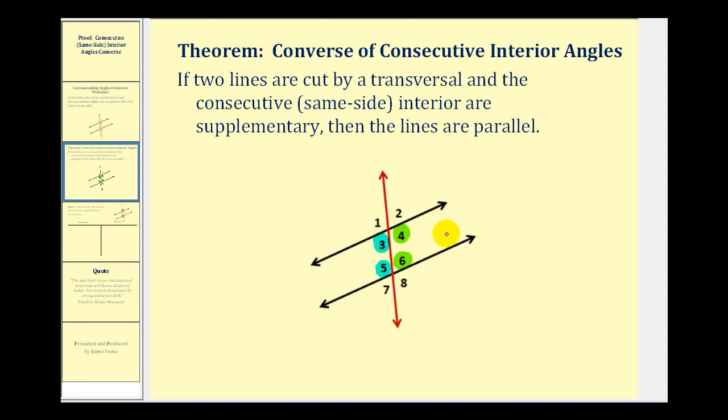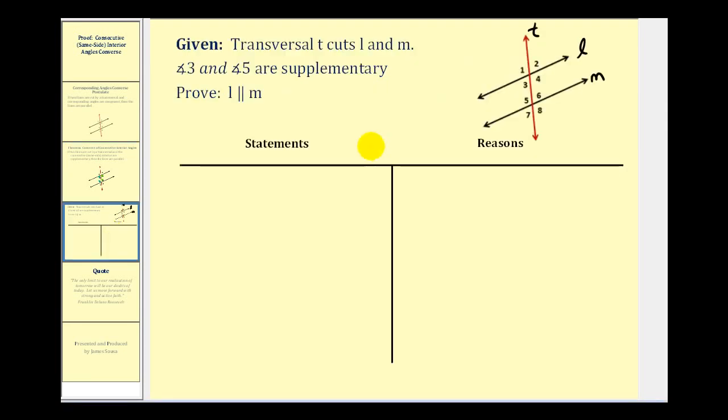Let's go ahead and set up a two-column proof for this theorem. So we're given that transversal T cuts line L and line M with angle 3 and angle 5 supplementary. So these two angles here are supplementary. So let's talk about our strategy before we begin.